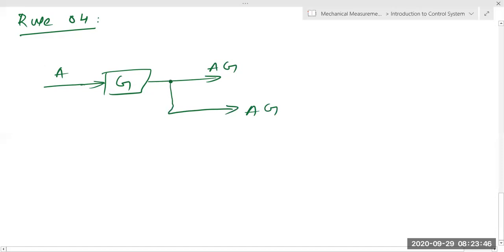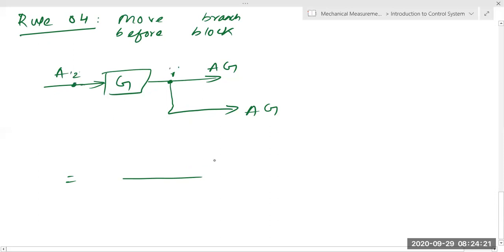Now what I'm saying is, if I want to move the branch before the block, which is ahead of it now, if I want to move this branch from here to here, point 2, what will happen? Just think about it. If I move this branch before the block, what is going to happen? Let's see. This point is 2 and this point is 1. Now I'm moving the branch before the block.